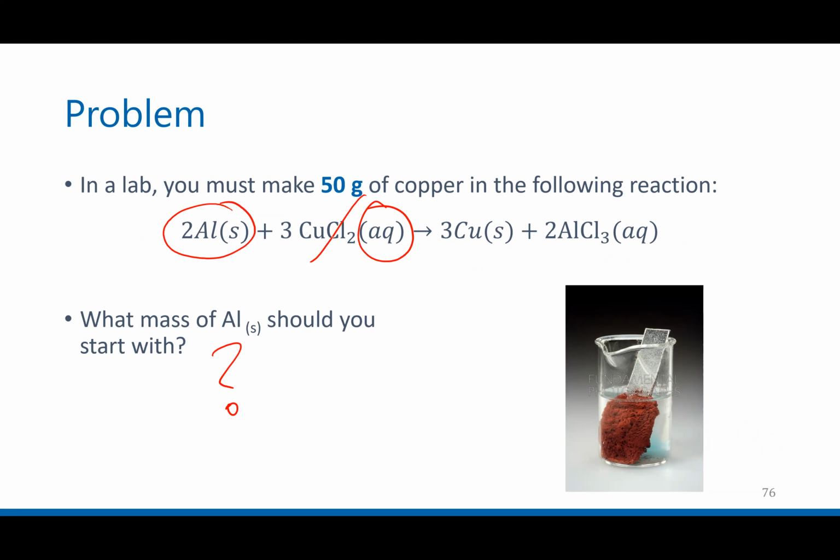We would have hundreds of liters of aqueous solution in our lab that we could make at any time. The aluminum, however, that's a metal. How much do you need? How much metal will you have to buy or use to make 50 grams of copper?